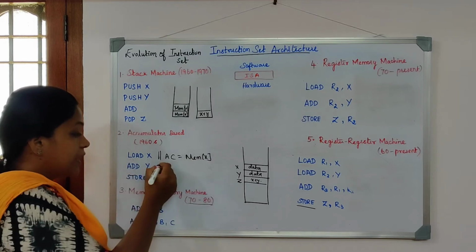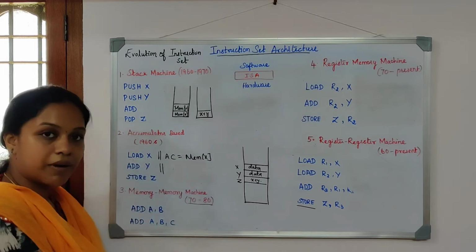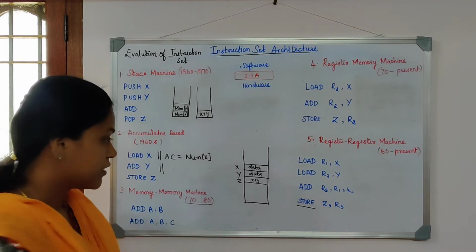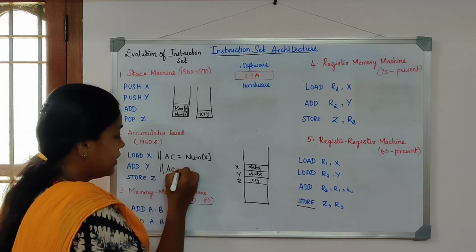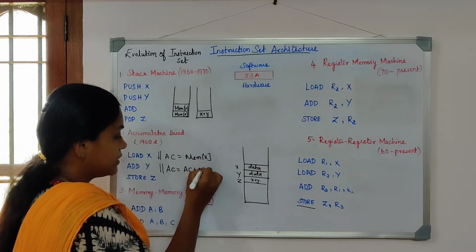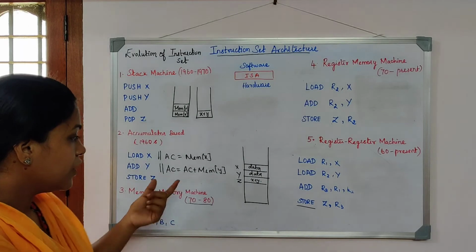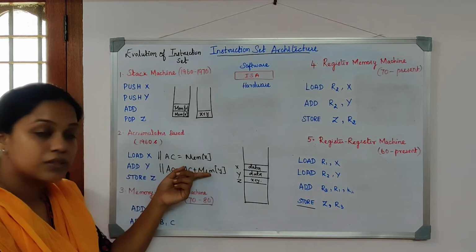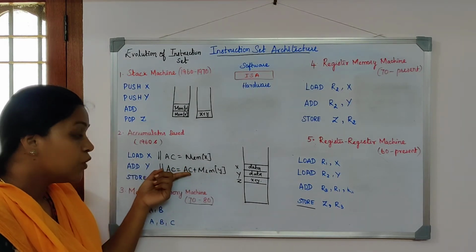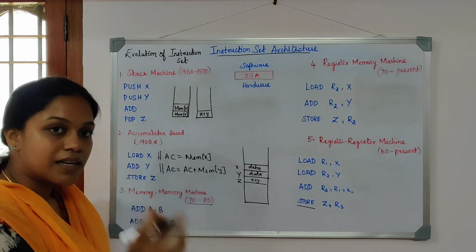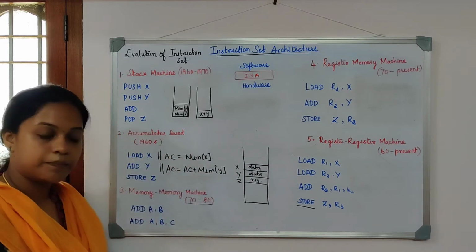And add y. Again here there is only one operand mentioned, so by default the other operand is present inside the accumulator. So what will happen now? Accumulator is equal to accumulator plus memory in location y. The value from the location y is taken as one operand and the value in the accumulator is taken as the second operand. These two are added and the result is stored back to the accumulator.